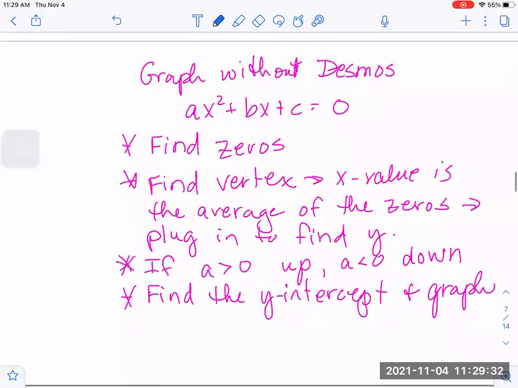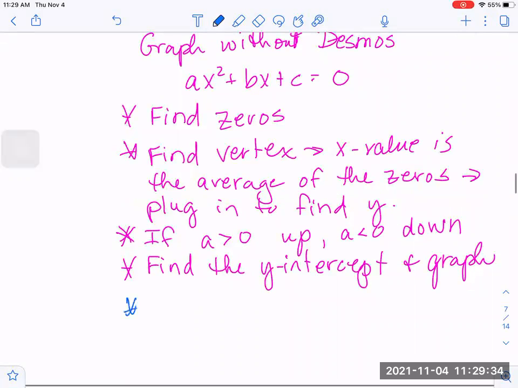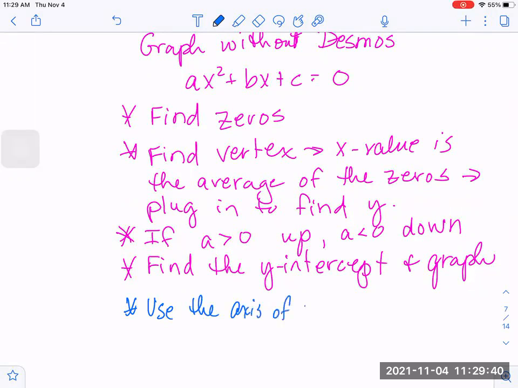And then one more thing I should say is use the axis of symmetry to find other points. So if you know your y-intercept, you can easily find another point because it's an equal distance on the other side of the axis of symmetry.